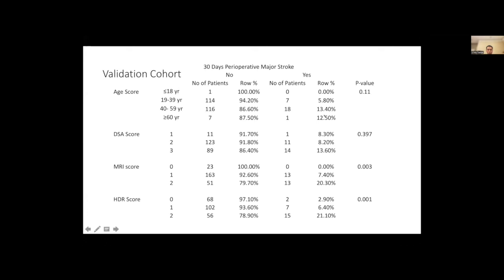And then the older patients, again, low numbers, but there's a trend there. So the p-value is 0.11. For the angiographic score, whether it's 1 or 2, there is no difference in the stroke risk, and this one doesn't come out as statistically significant. With the MRI score, if there is a recent infarct, 20% risk of stroke, so the p-value is still valid. And the hemodynamic score, if there's still phenomenon, 20% risk of stroke. So again, the hemodynamic reserve score is still valid.